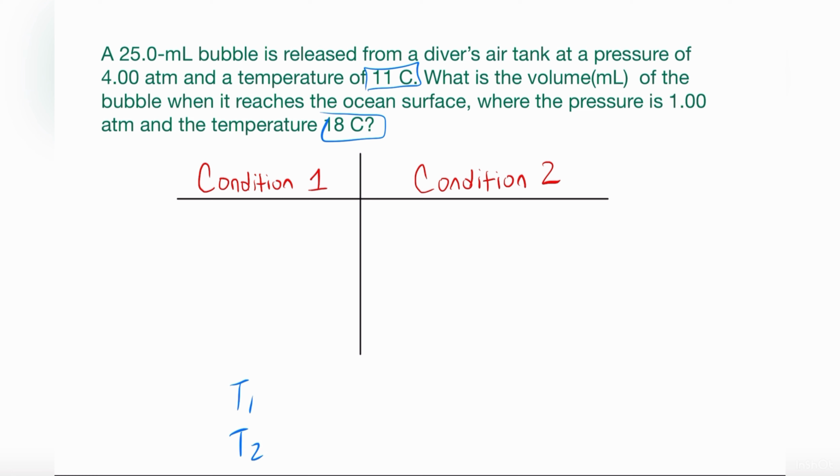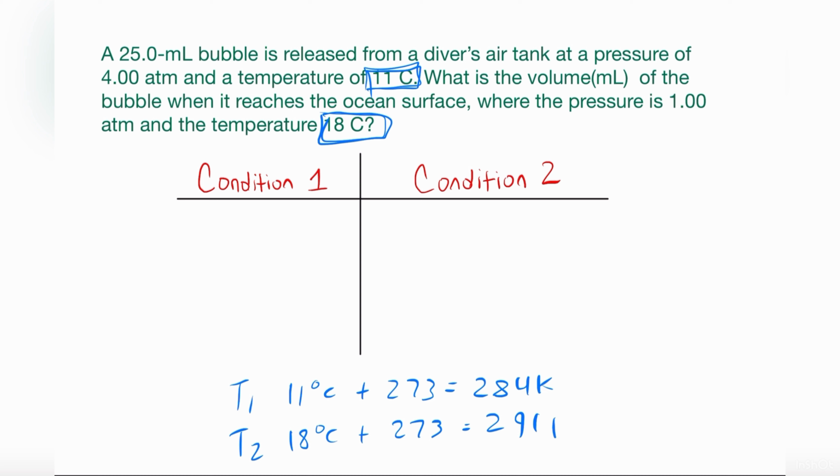So what is our T1? T1 is the first temperature that they provide us, which is 11 degrees Celsius. So that will be 11 degrees Celsius plus 273 equals 284 Kelvin. T2 will be the second temperature provided, which is 18 degrees Celsius. So that'll be 18 degrees Celsius plus 273 equals 291 Kelvin.